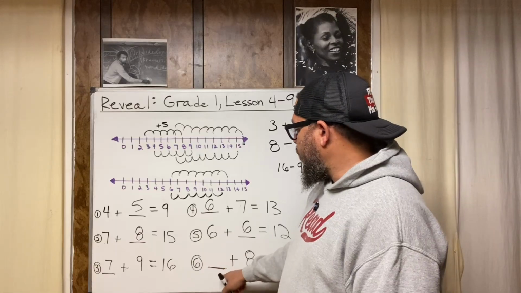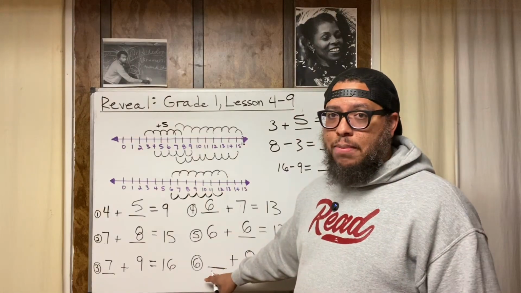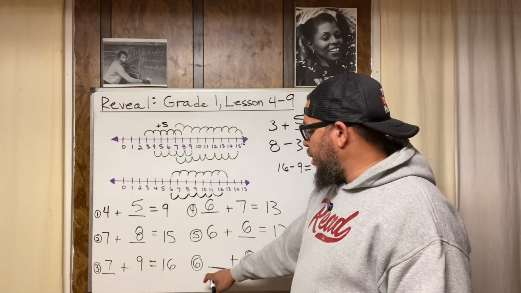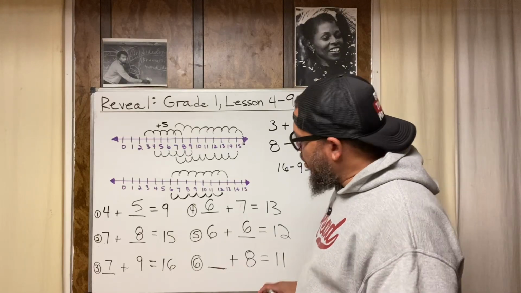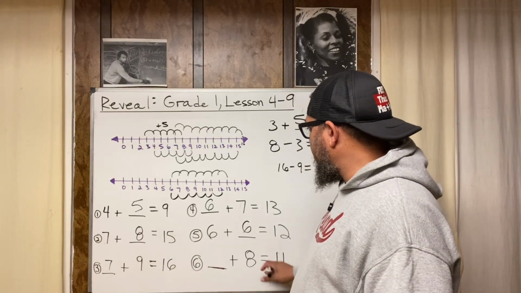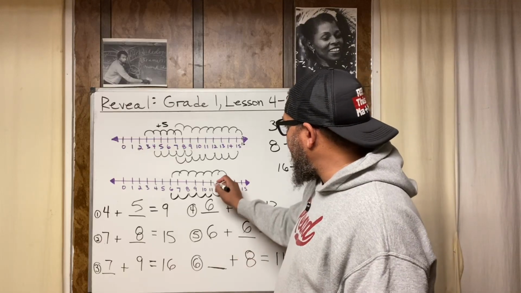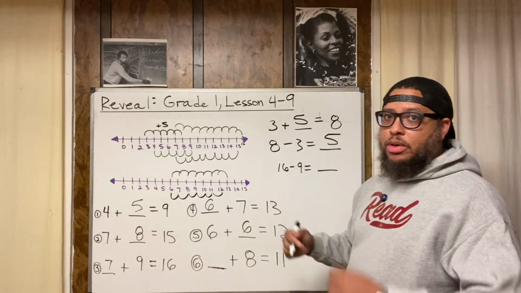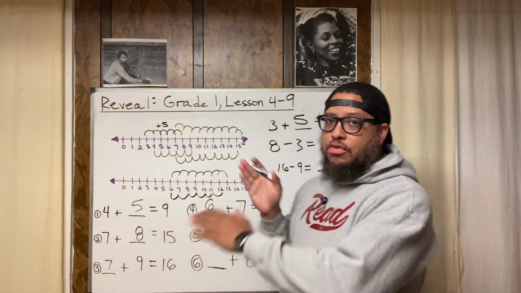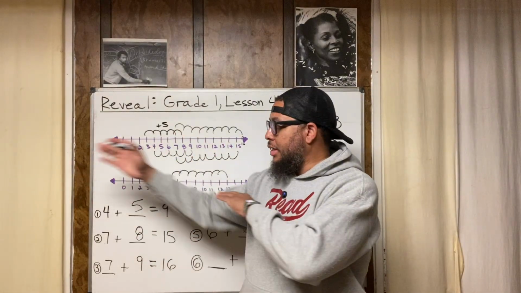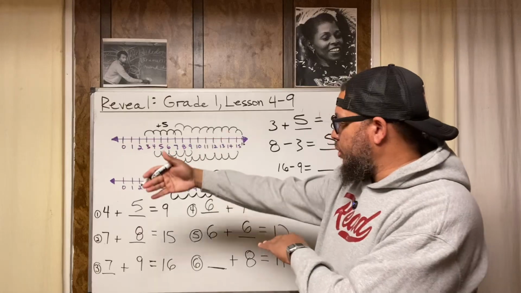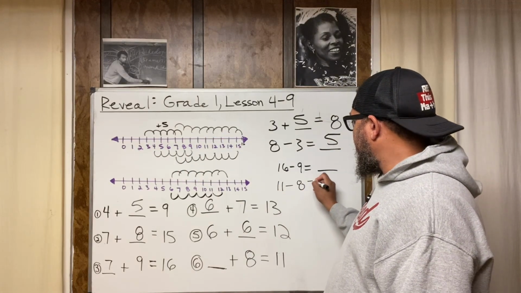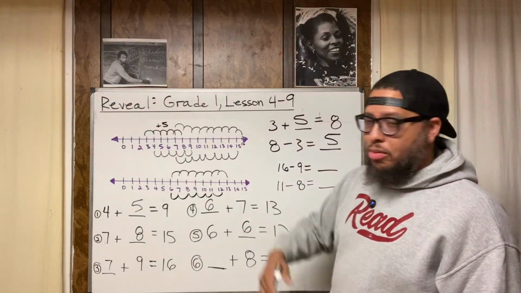Last but not least, we got another missing starting point, right? The missing starting point. Unknown addend, blank plus 8 is 11. So if I end up at 11, but I had to go 8 spaces to the right to get there, in order to figure out the answer, I got to move to the left, to go backwards. Or we can represent it as subtraction. 11 minus 8 is going to get me to the number I need to be at.